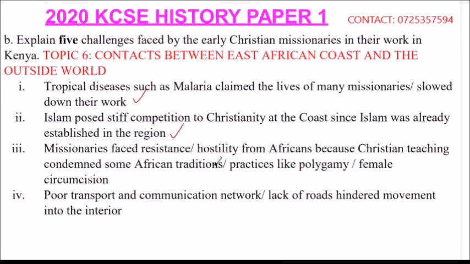Number 3, missionaries faced resistance and hostility from Africans because Christian teaching condemned African traditional practices such as polygamy and female circumcision. So that's another challenge. The Africans resisted. Number 4, poor transport and communication network, lack of roads hindered movement in the interior. So there was a problem in transport. There were no roads, there were no vehicles, so they used to walk. So that was also another challenge. So that's how the answers are expected for this question. We go to the next question.